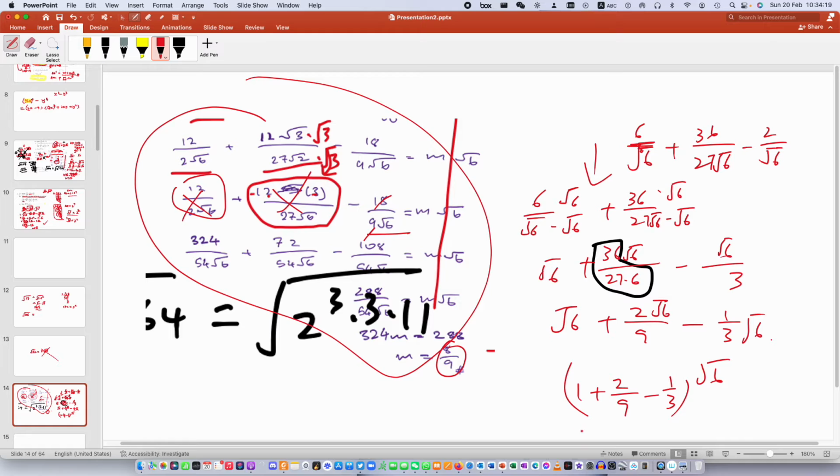By the way, do you know how I get all this? This is 1. This is plus 2 over 9. This is minus 1/3. That's why I try to take out the common factor square root 6. That's why I end up with that. Do you understand? Good. So that's how you get this. By comparison, m equals to this. Good. Next.